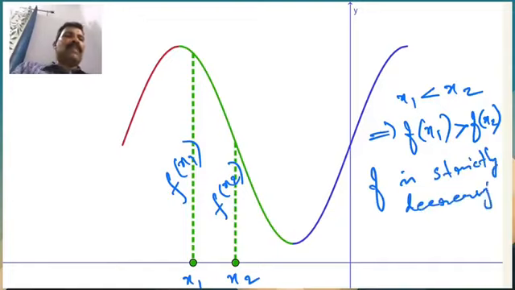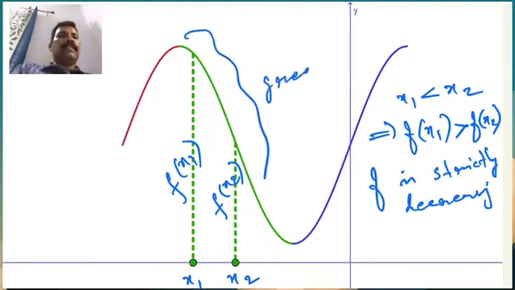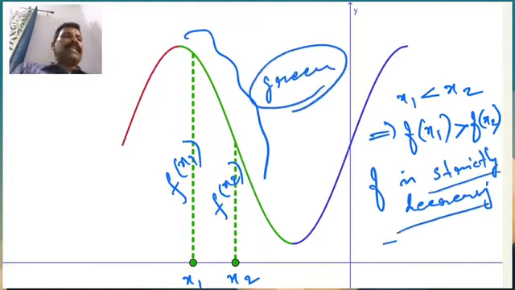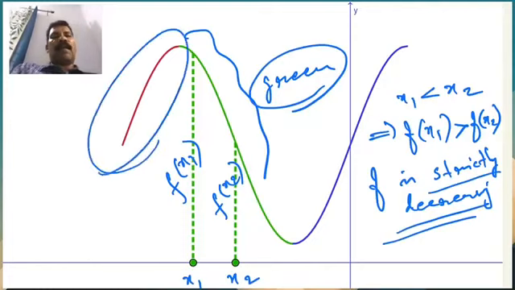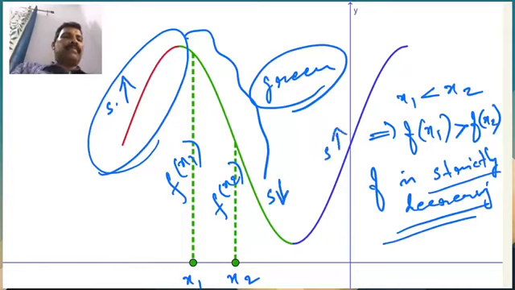So here on the graph, this green portion of the graph has the strictly decreasing nature. I told you this red portion has the nature strictly increasing, and this green portion has strictly decreasing, and again this blue portion will have the nature strictly increasing.